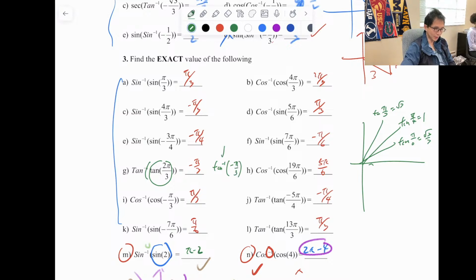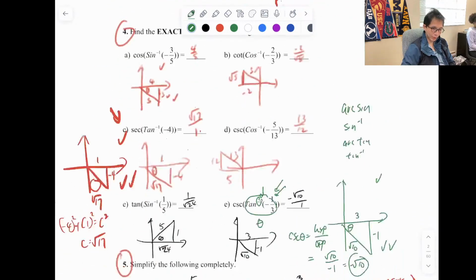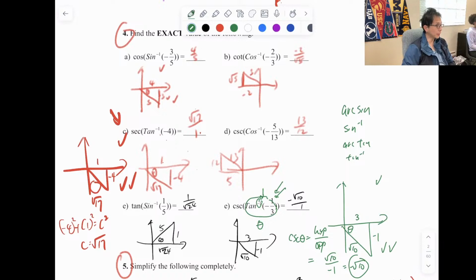Why is it negative? Hold on a second. The tan of 2 pi over 3 is going to be negative root 3. Now, negative root 3 has to be negative pi over 3 because tan inverse has the right two quadrants. Since it's a negative root 3, it has to be negative pi over 3. Okay, so this question, everybody's okay?